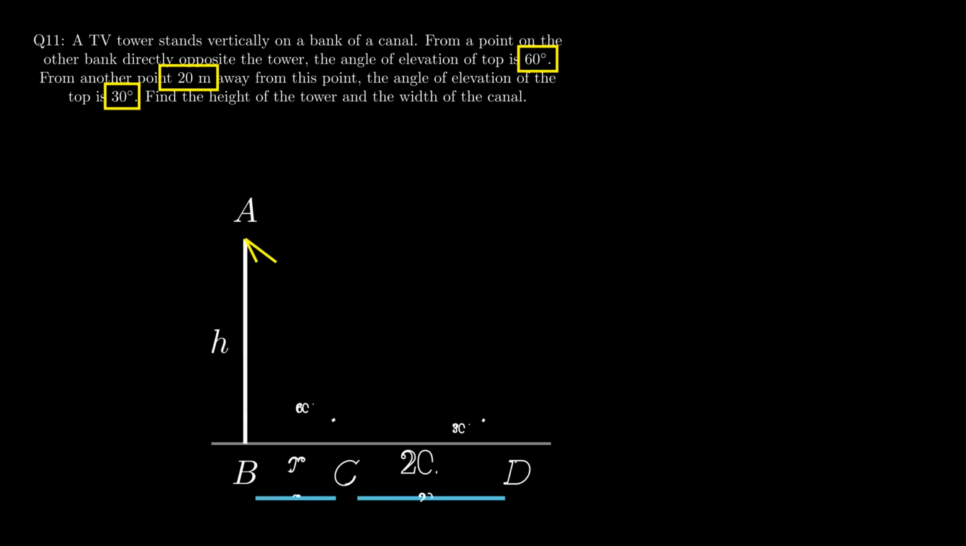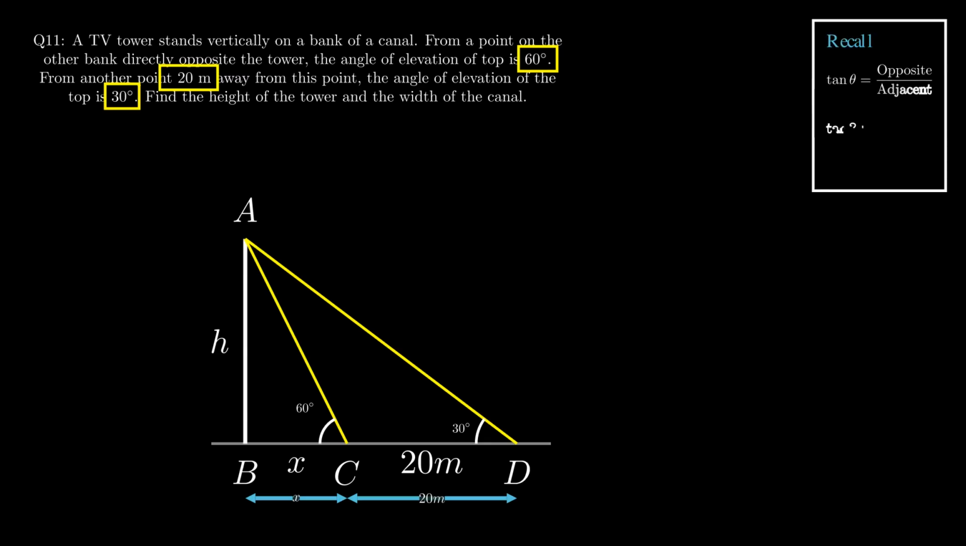Now, let's draw the diagram. We mark the tower as height, h, and the canal width as x. Let's recall the tangent formula and specific values for 30 and 60 degrees. Let AB be the tower and BC be the canal.